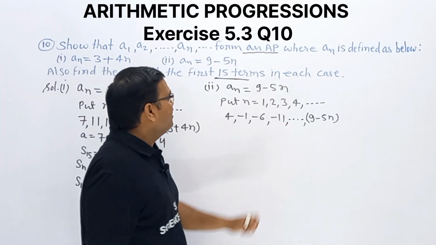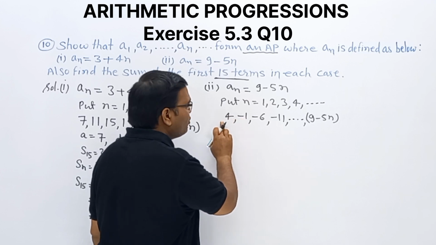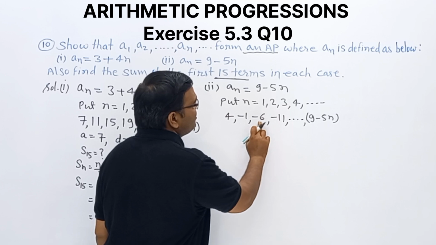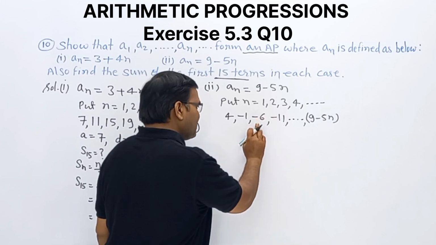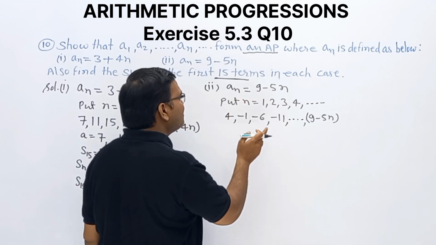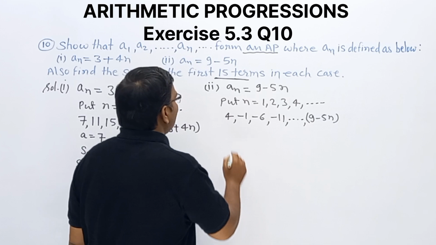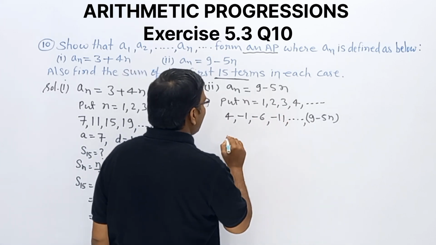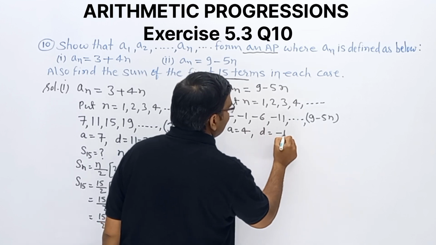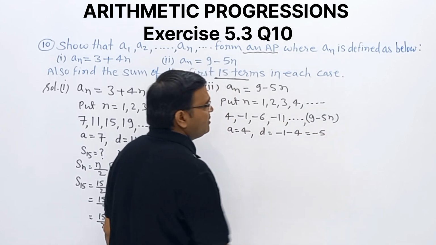So this is an AP, because once we do this minus this one, minus 1 minus 4 is minus 5. This minus this one, minus 6 plus 1 is minus 5. This minus this one, minus 11 plus 6, answer will be minus 5. Same common difference we are getting, so it is an AP. So its first term a equal to 4, common difference d equal to second term minus first term, and this one will be minus 5.